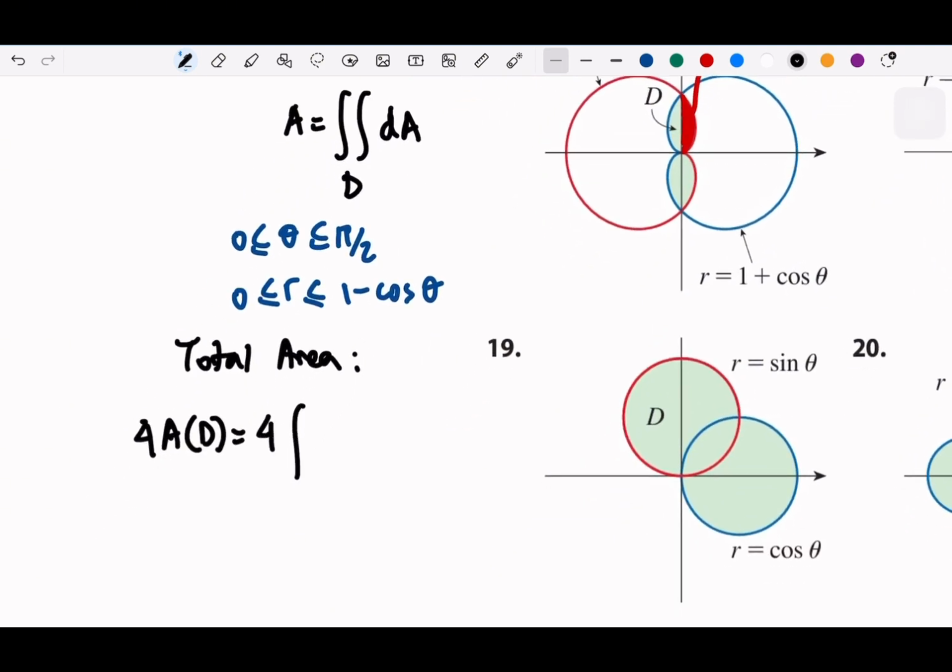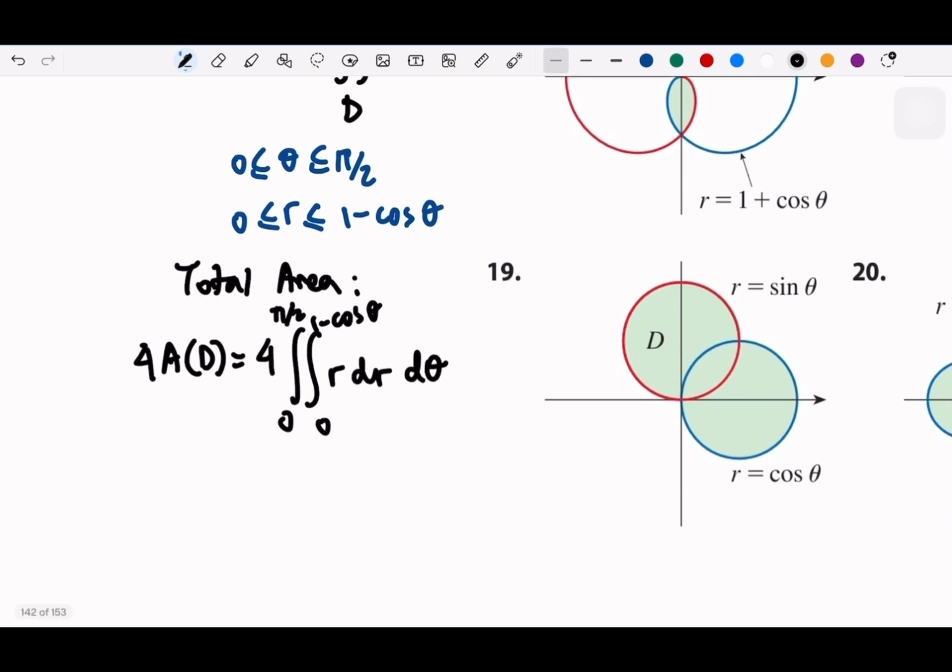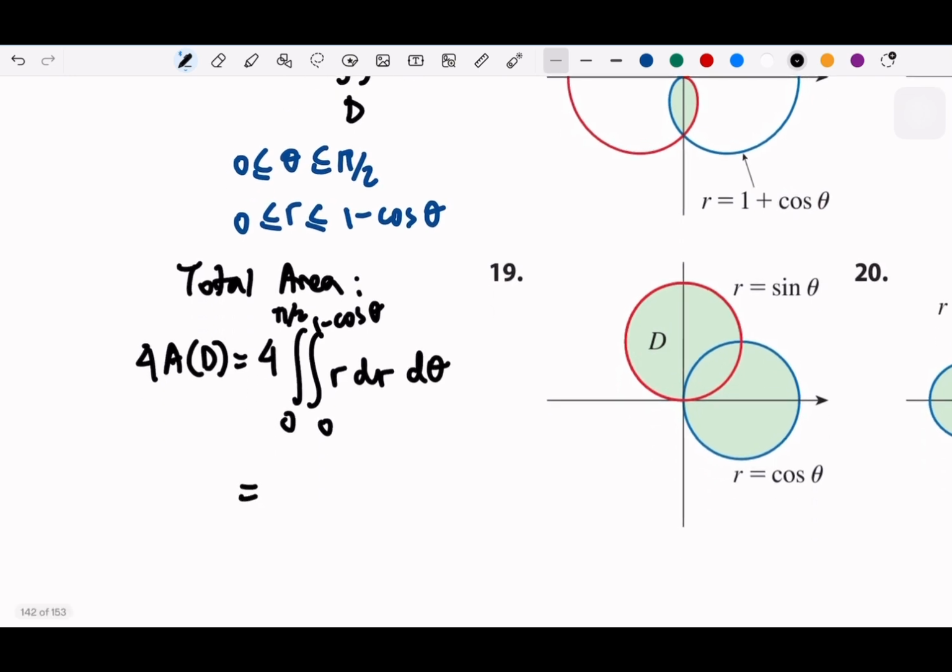So for this, it will be 0 to pi over 2, 1 minus cosine theta, and then the dA becomes r dr d theta. So this will be 4, and integrate the r, which will be half r squared, and plug in.